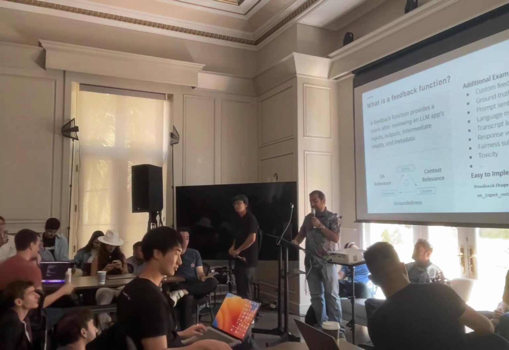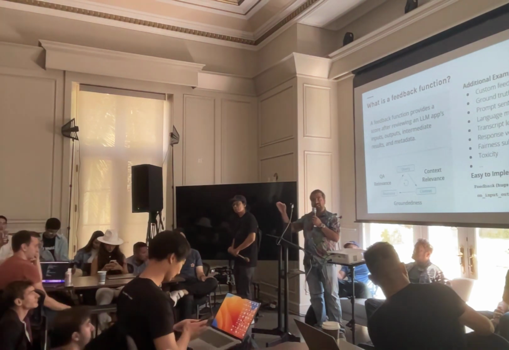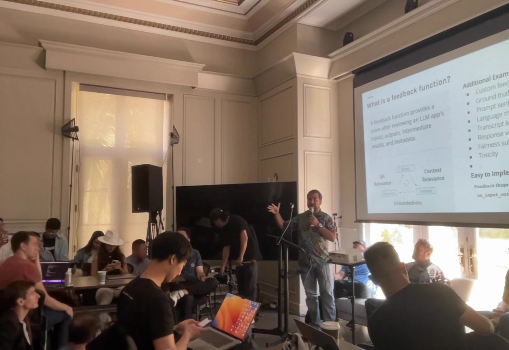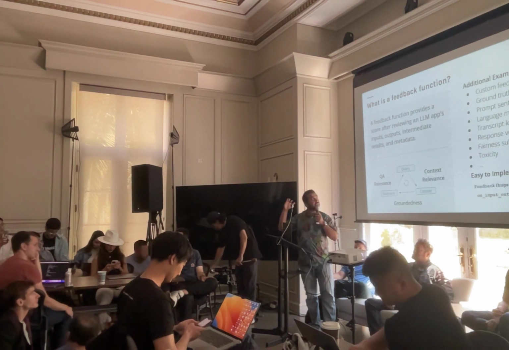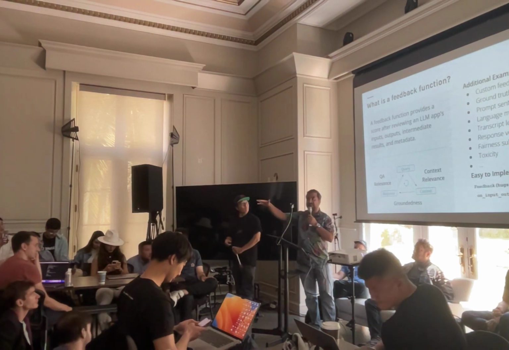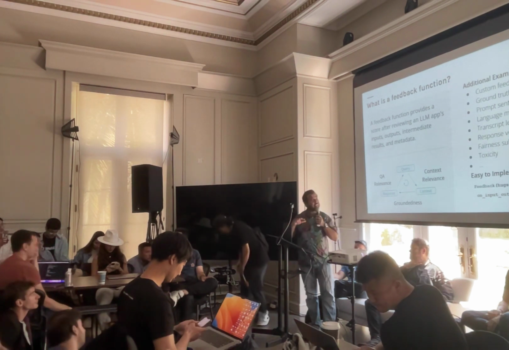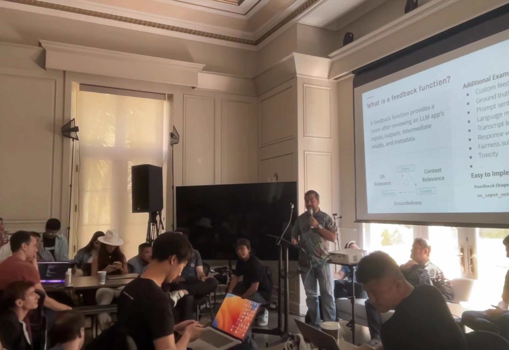Examples of feedback functions that we have are things like custom feedback that you can write, or agreement with ground truth answers that you might have, and then it's very easy to implement and add to your system with one line of code.